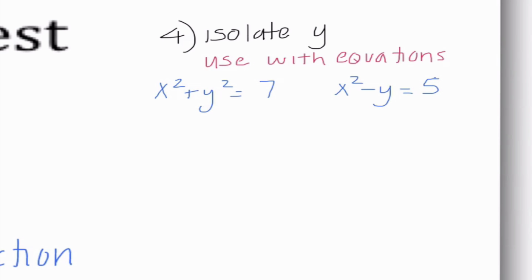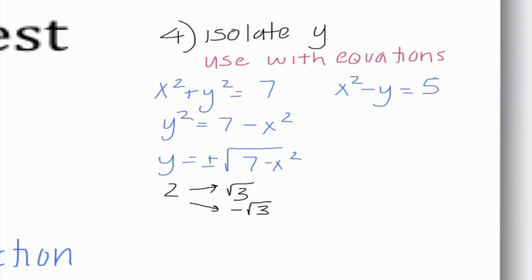Okay, but if I tried to get that y all by itself, I end up getting y equals plus or minus the square root of 7 minus x squared. Now, the significant thing here is if I substitute anything in for x, for example, let's put in 2, I get 7 minus 2 squared, so 7 minus 4, the square root of 3, but I have this plus or minus. So that tells me that an answer of 2 maps to both radical 3 and negative radical 3. So we would say this is not a function.